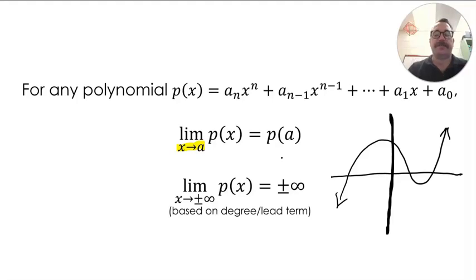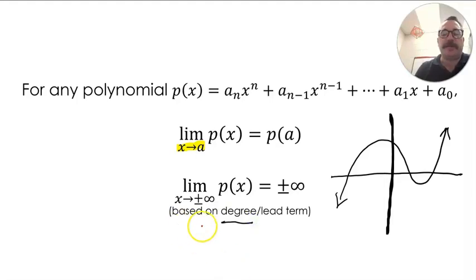So next up, if you want to take the limit as x goes to infinity, so if you want to take a limit at infinity, then that's going to be plus or minus infinity, and it's going to be determined based on the degree and the lead term of your polynomial. And let's just remind ourselves real quick here, what is degree and what is lead term?